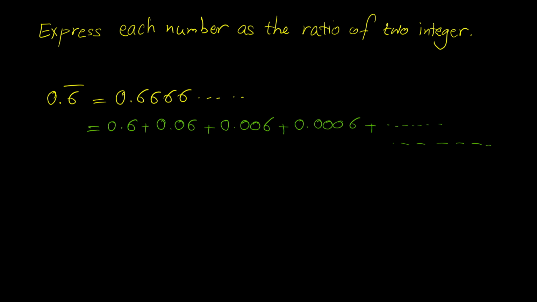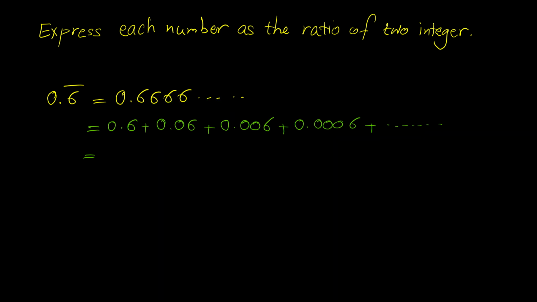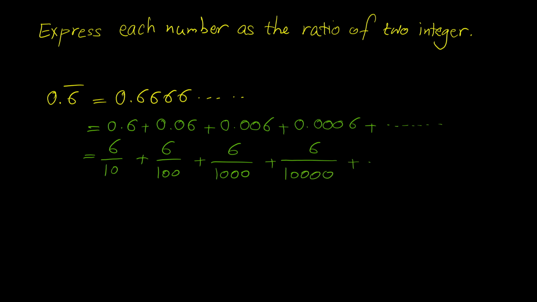Now attention, 0.6 can be written as 6 over 10. You can keep it in this form, but I prefer to write it in fraction form. 0.6 is 6 over 10. 0.06 is 6 over 100. The next one is 6 over 1000. 6 over 10,000 and so on.